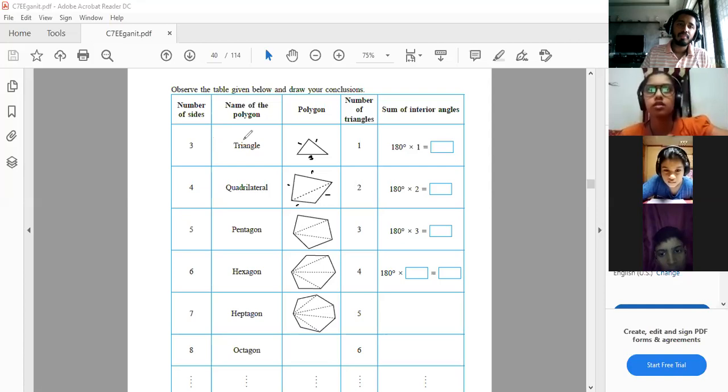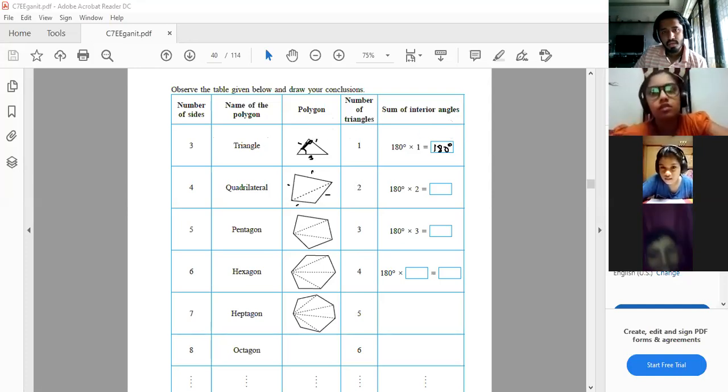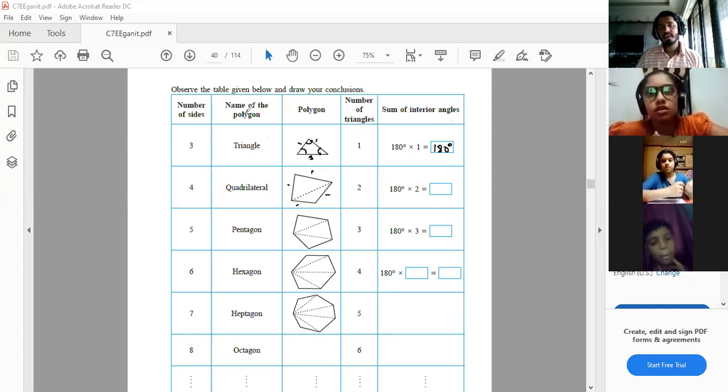Okay, now pay attention. Triangle. Number of triangles in this is only one. In one triangle, there is only one triangle, no? So sum of interior angles is 180. The interior angles, what does it mean? The angles which are inside. This angle plus this angle plus this angle is 180 degrees.